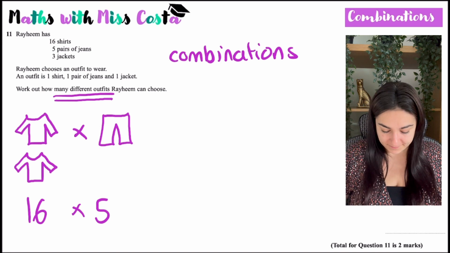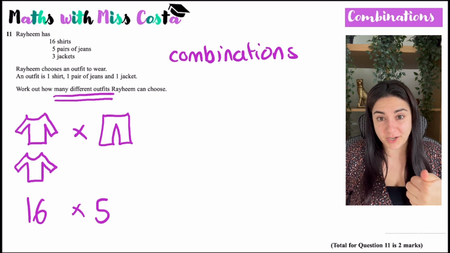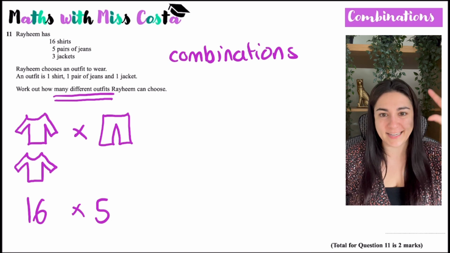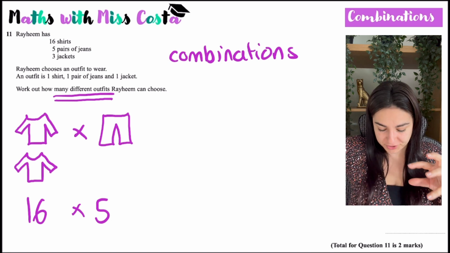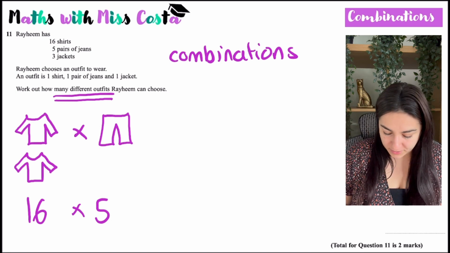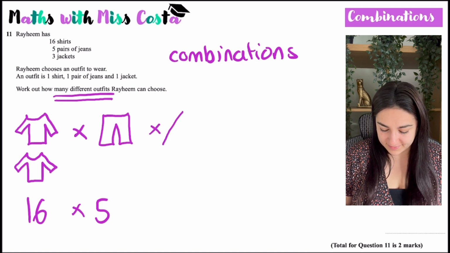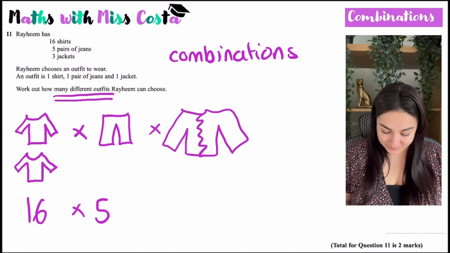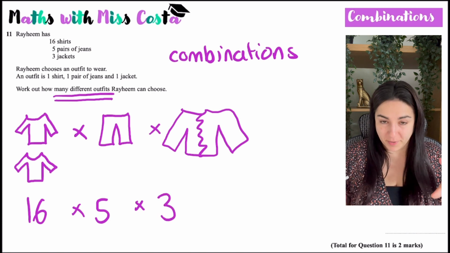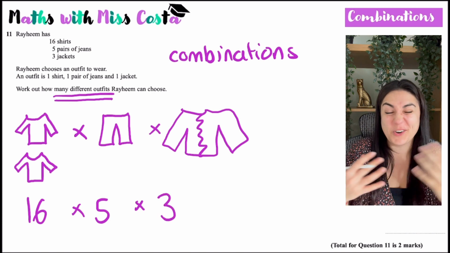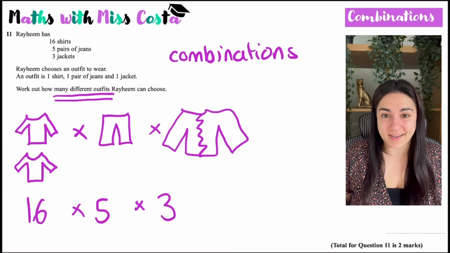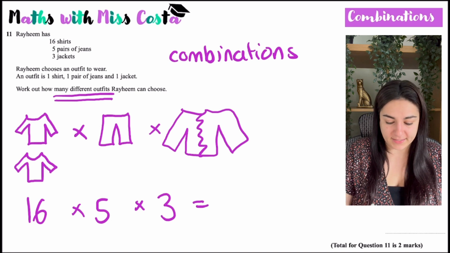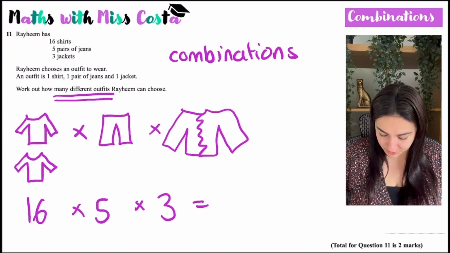That's why I'm multiplying. If I had 1 shirt, I would multiply it by 5 because there's 5 options. But I have 16 shirts, so I'll multiply by 5 because each shirt can be combined with 5 different jeans. And then 3 jackets. How am I going to draw a jacket? I don't know, like that. So I've got 3 jackets that I can combine it with. So when I'm doing combinations, I'm multiplying everything together. So 16 times 5 times 3 is 240.